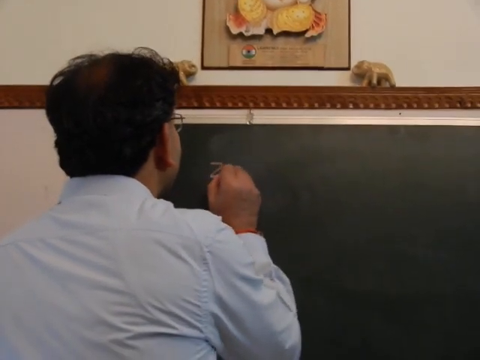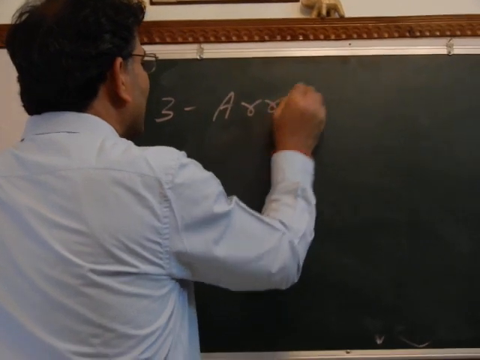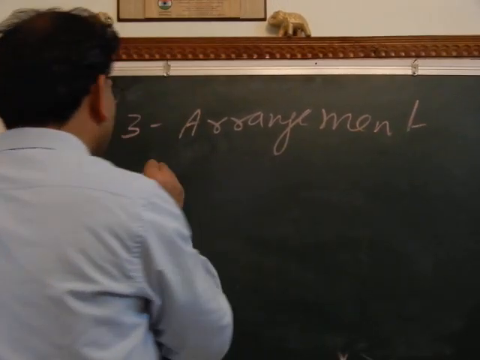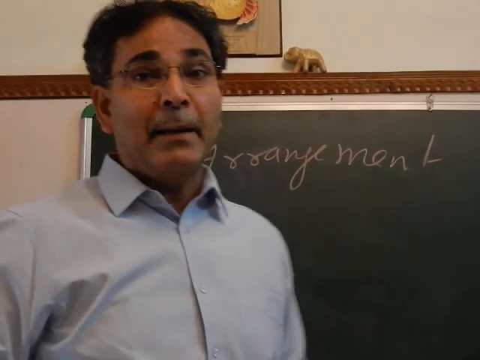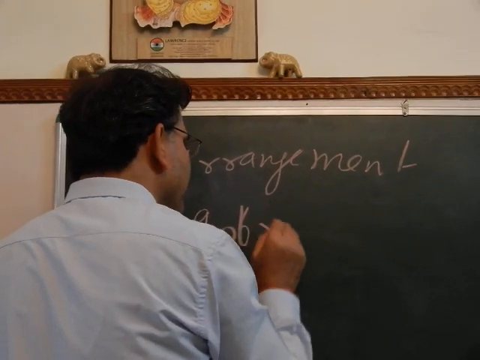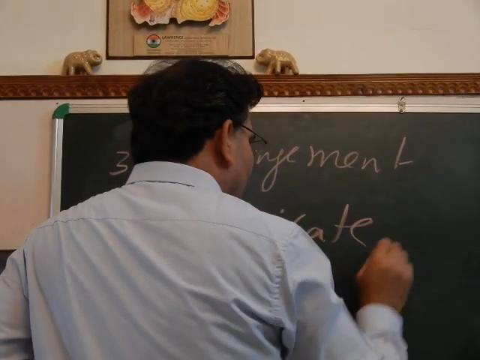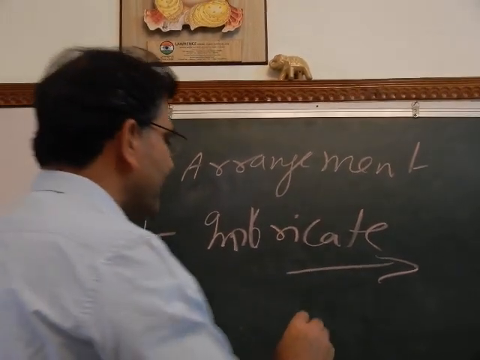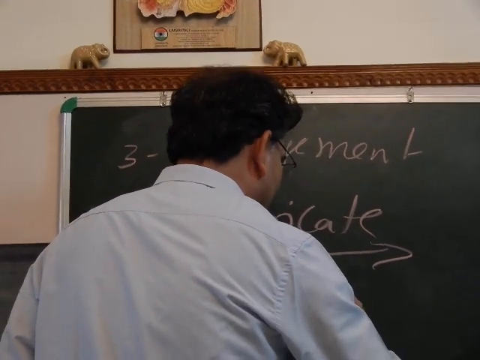Then the third point is the arrangement of grains. In this, number one is the imbricate structure. If this is the direction of the movement of the current, the grains are aligned like this.